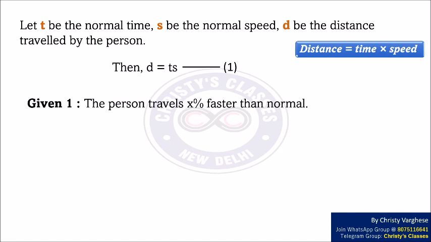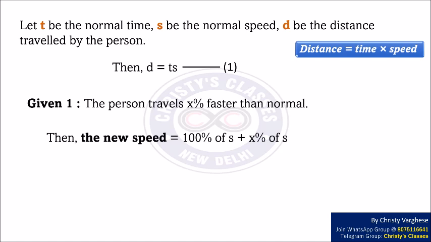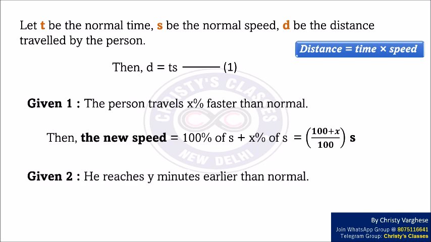Also, it is given that the person travels X percentage faster than the normal. Then we can write the new speed is equal to 100% of S plus X percentage of S, which can be written as (100 plus X) by 100 into S. Also we have, he reaches Y minutes earlier than normal. So we can write the new time equal to T minus Y.